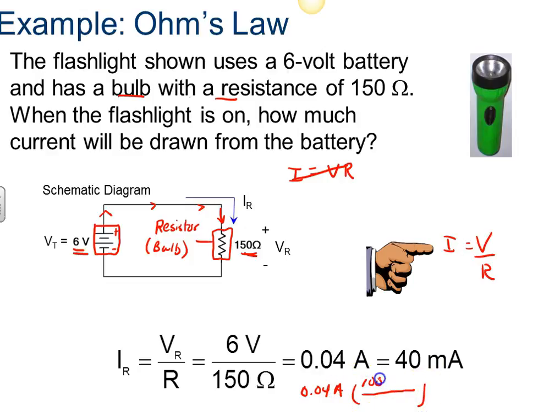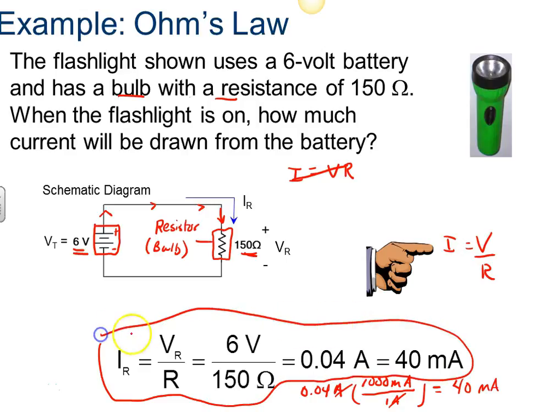There are 1,000 milliamps in 1 amp. So we have typical metric conversions using dimensional analysis that you've been exposed to before. And 0.04 times 1,000 would be 40. Amps cancel. And we end up with milliamps. Most important part, however, is this: the equation, the substitution, the final answer.